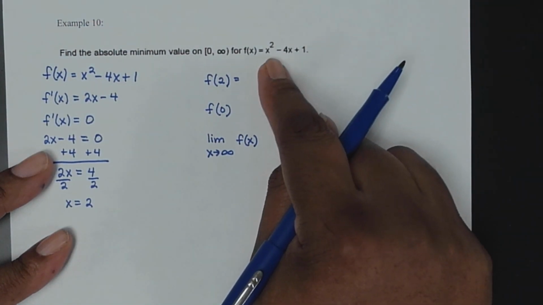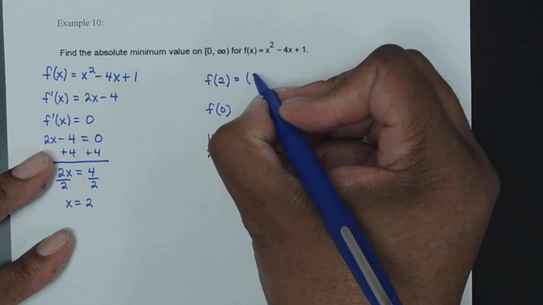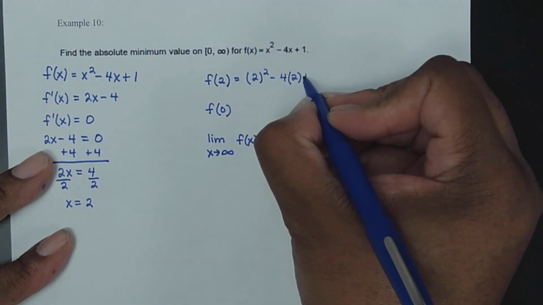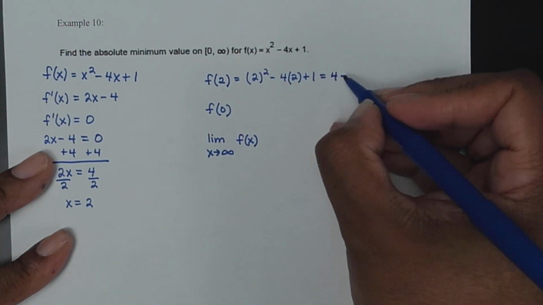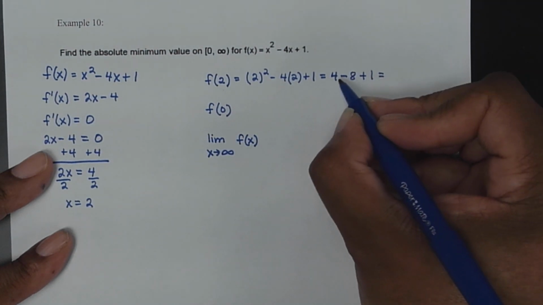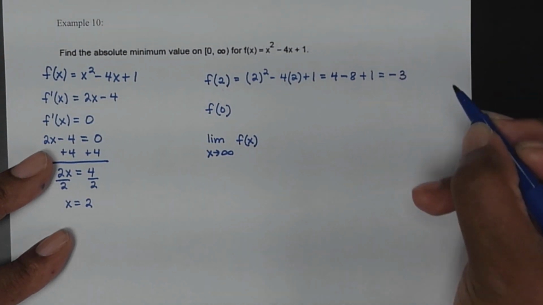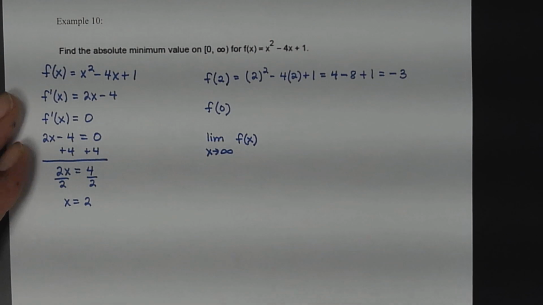All right, so f of 2, using f of x equal x squared minus 4x plus 1, I just substitute each x with 2. This will be 2 squared minus 4 times 2, plus 1. Well, 2 squared will be 4, minus 4 times 2, which is 8, plus 1. 4 minus 8 would be negative 4. Negative 4 plus 1 would be negative 3. So f of 2 would give me negative 3.